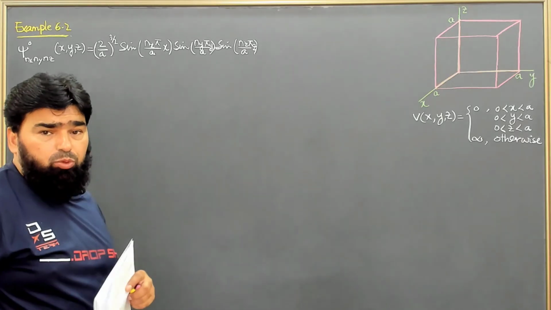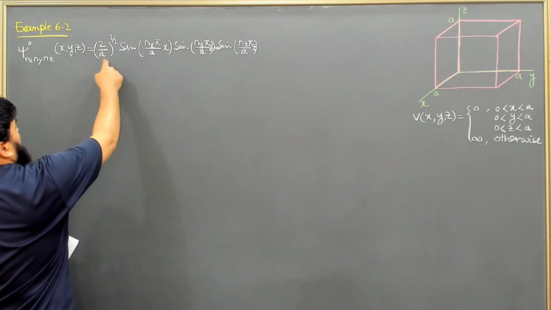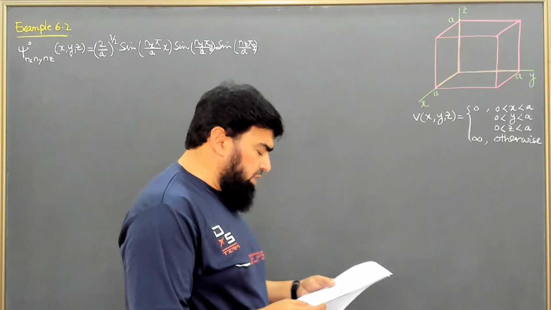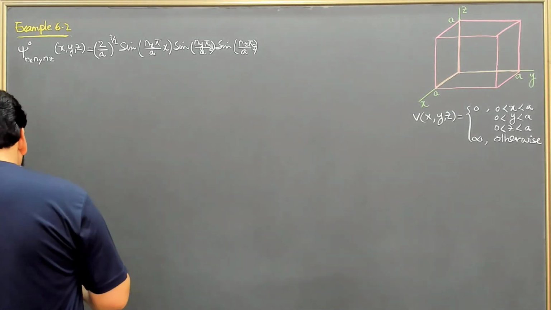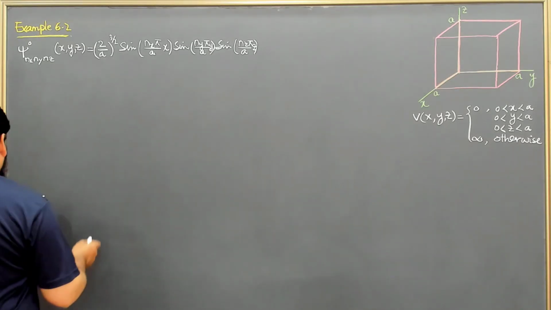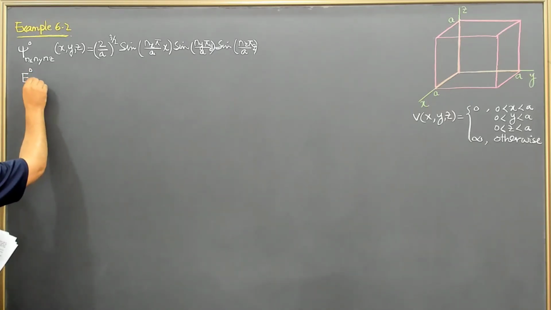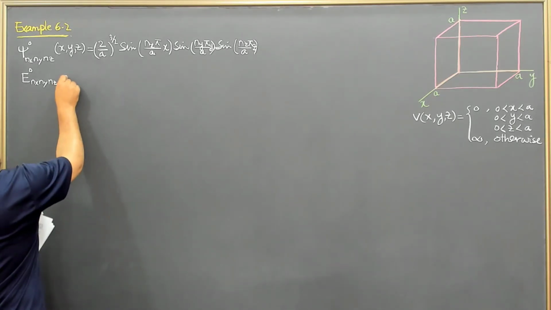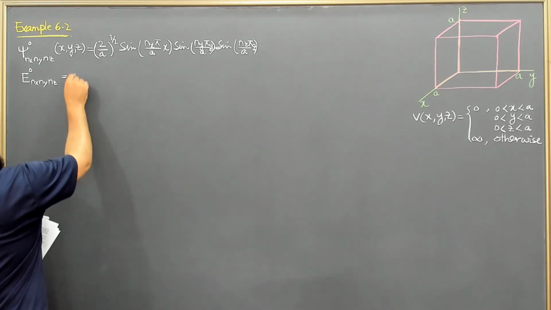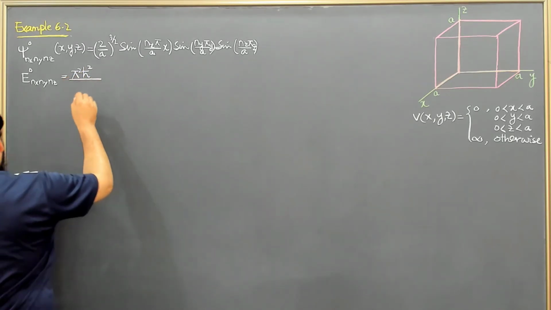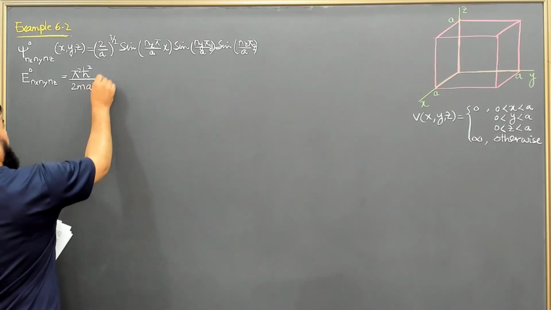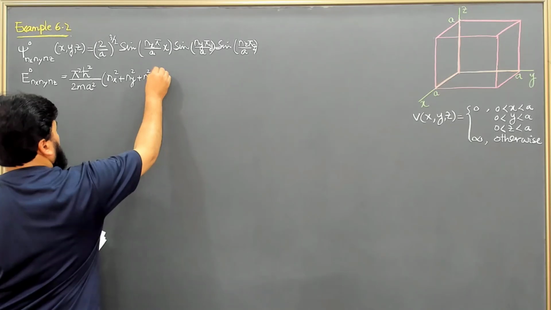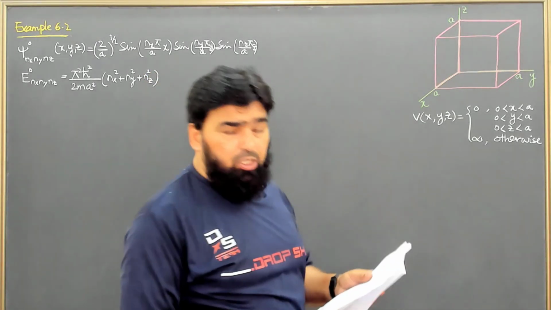Means in a one-dimensional potential well, we have the square root of 2 over a and then sine n pi x over a. So this is a three-dimensional well, so that's why we are having this. And further, this state has energy E with indices nx, ny, and nz, and this is equal to pi squared h bar squared over 2 m a squared, times nx squared plus ny squared plus nz squared. This is the energy of this cubical well.